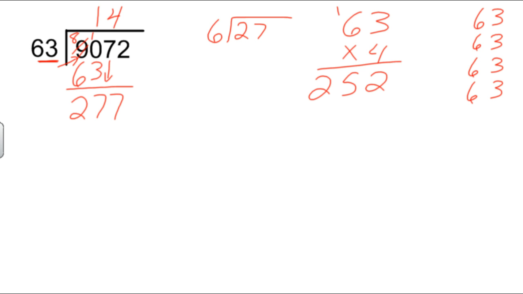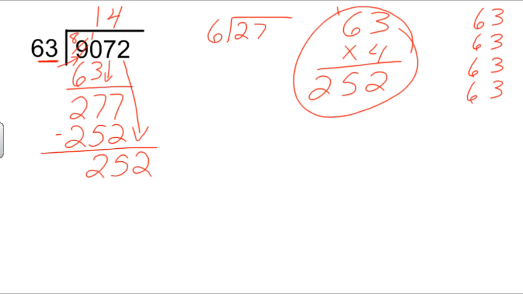4 times 63 is 252. You subtract, you get 5. Subtract, you get 2. And then remember to bring down. Now I have 252. Oh, look at that. 63 times 4 is 252. So 4, you get 252. Subtract 0. I don't have any other numbers to bring down. My remainder is 0. So my answer is 144.